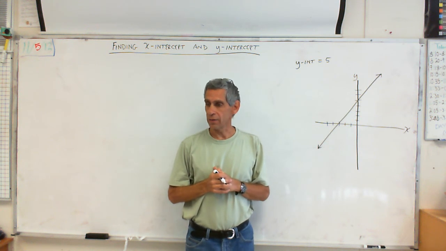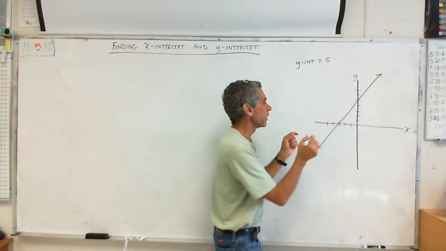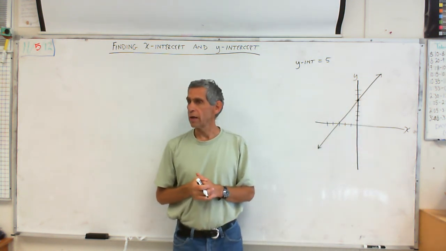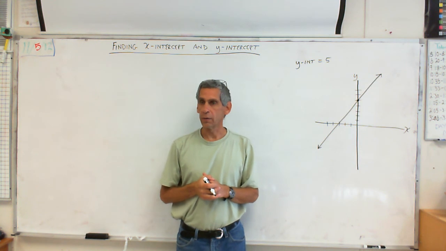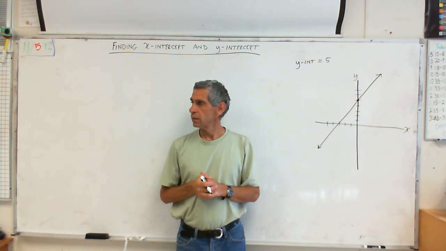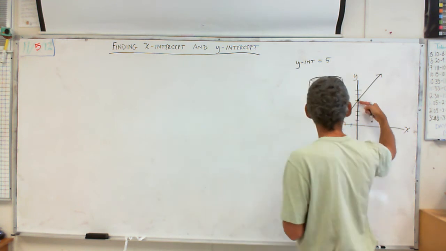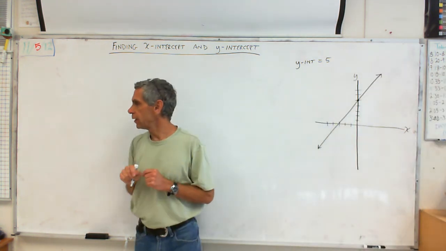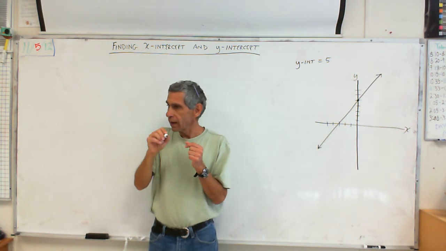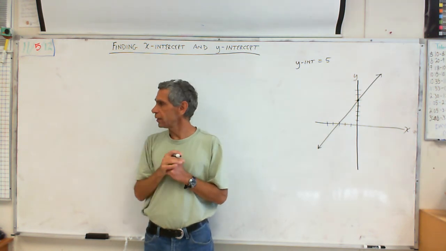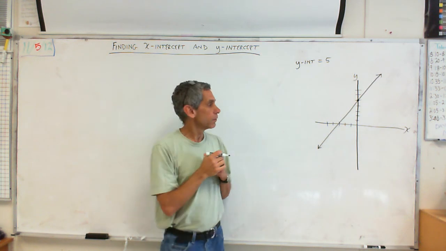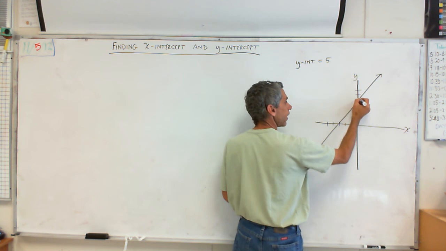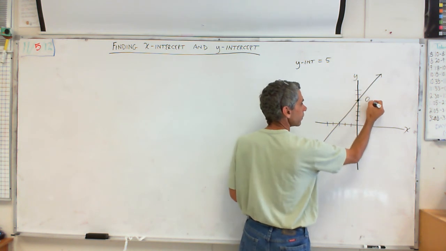First of all, what would that point be? If I wanted to plot that point right there, what would the point be that I would plot? If I wrote it in parentheses, x comma y, what is that point? It's 0, 5. So that is the point (0, 5).